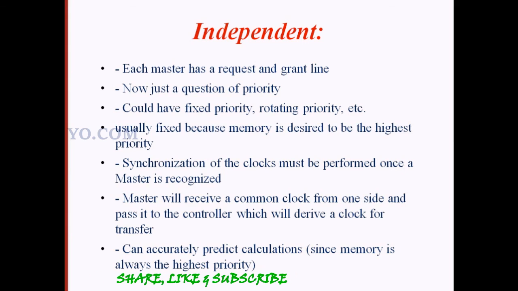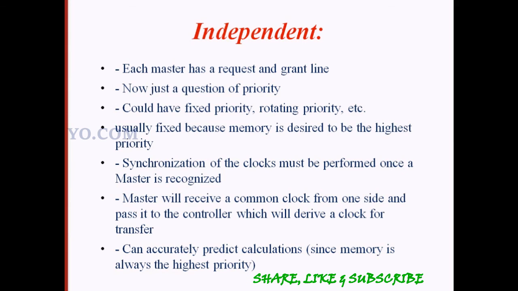Synchronization of the clock must be performed once the master is recognized. The master will receive a common clock from one side and pass it to the controller, which will derive a clock for transfer. We can accurately predict the calculation since memory is always the highest priority. So this is the independent priority method.